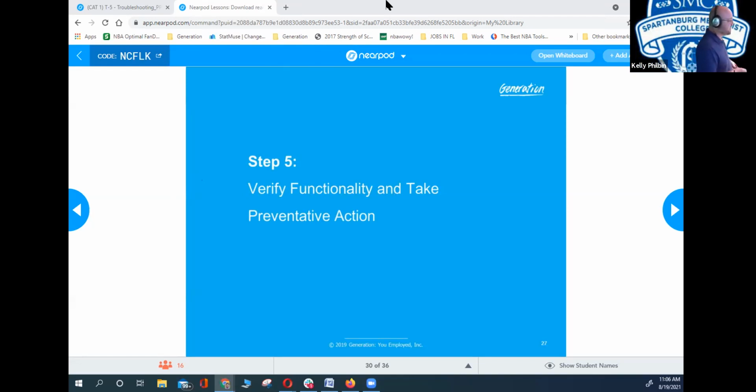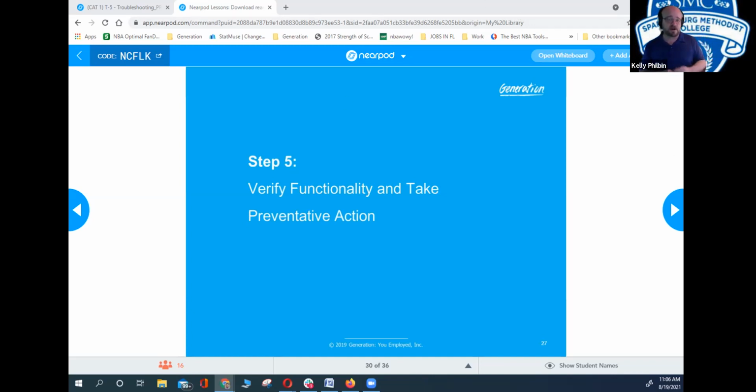You need to verify functionality. Make sure that you actually solved that problem. And take preventative action. If it was a user created issue, you need to educate the user. Show them how to use that particular system correctly, or maybe contact their supervisor and say, hey, such and such needs a little bit of training on Excel or on the Trinium system or what have you. You don't necessarily need to go through a whole training course with them, but you need to, on the back end, say, hey, we do have some issues with them being able to use the system properly.